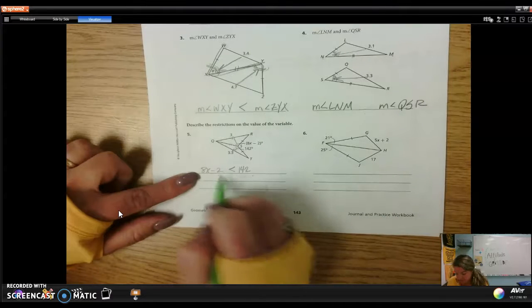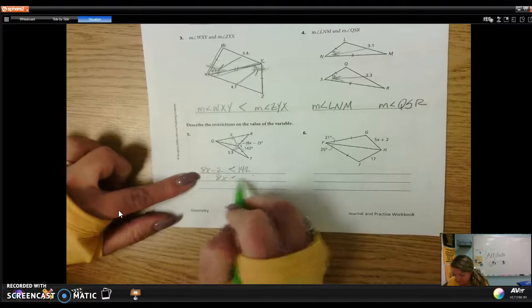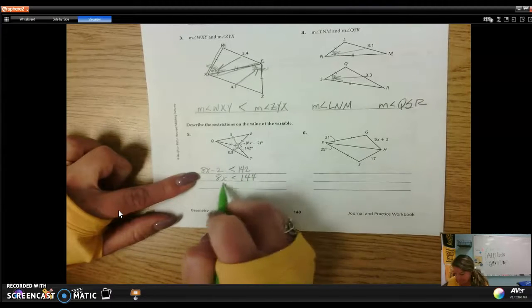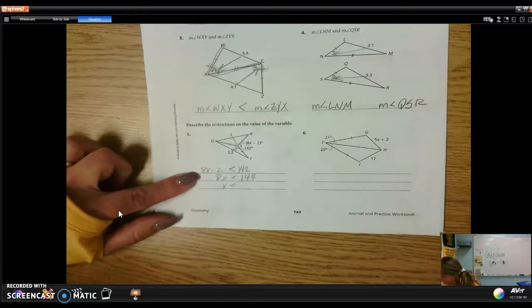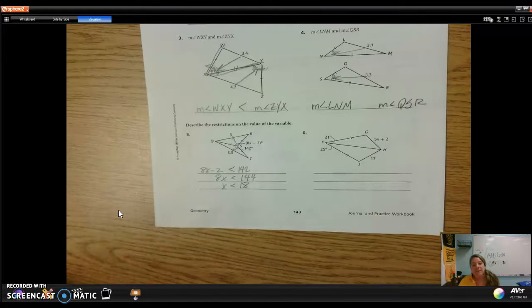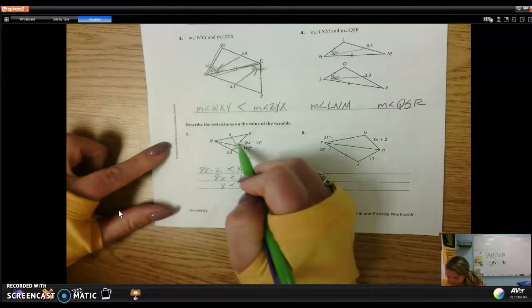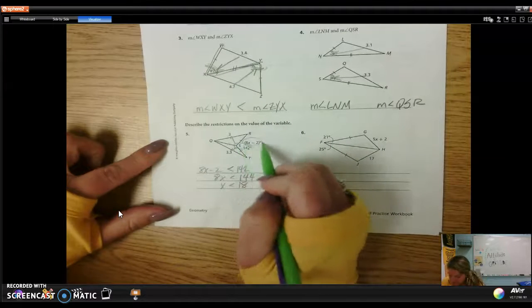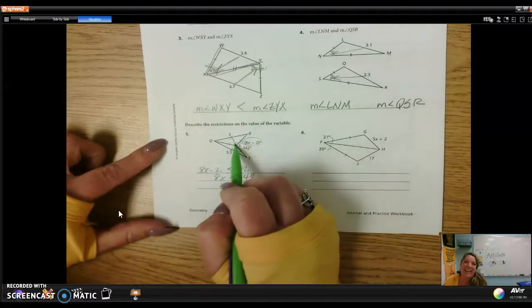I'm just going to solve this. I'm going to add 2 to both sides. And then I'm going to divide by 8, and I'm going to use my handy-dandy calculator and get an 18. Okay, here's the problem, though. x has to be less than 18, but there's another restriction that we have to put on that variable because this expression is expressing an angle.